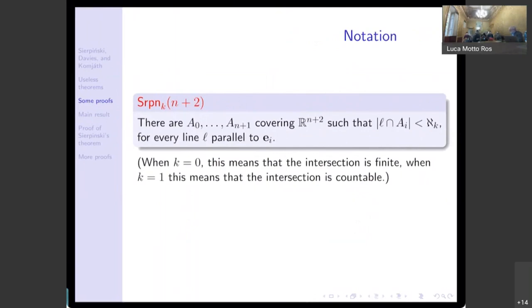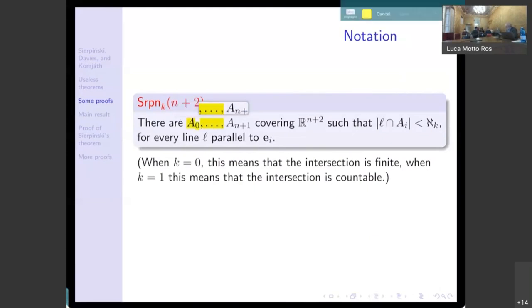So in order to state in a compact way what they want to say, I have to introduce some rather annoying notation. This stands for Sierpiński. Sierpiński sub k, n+2 means that there are n+2 sets covering R^(n+2) such that the sections have size less than Aleph sub k. So when k is equal to 0, this means that the intersections are finite. And when k is equal to 1, it means the intersection is countable.